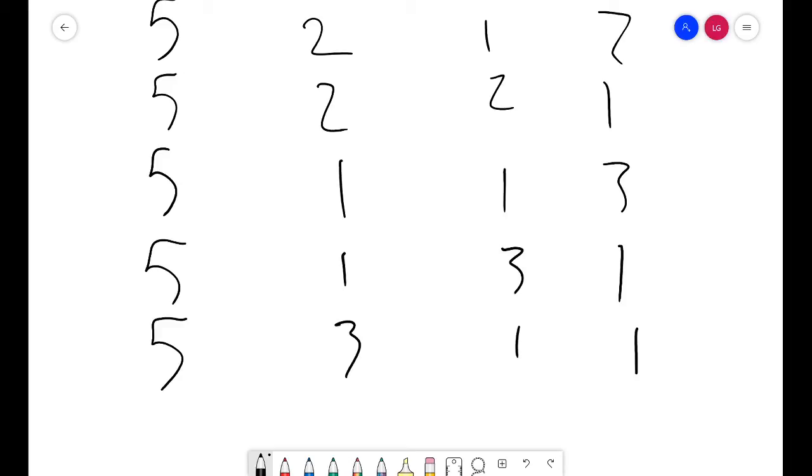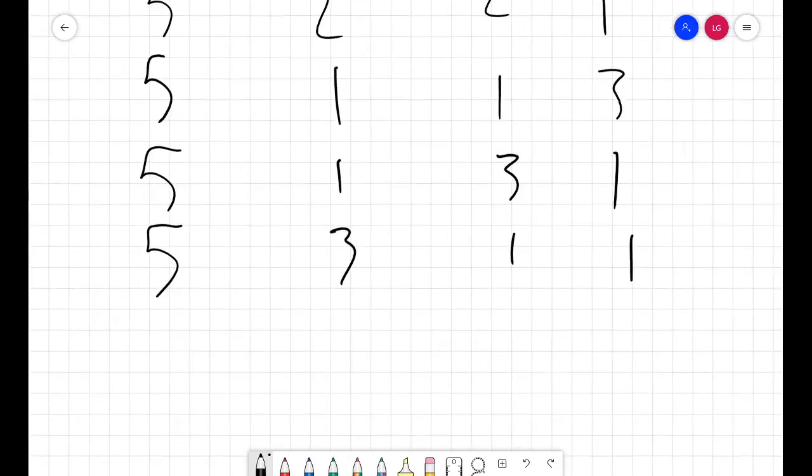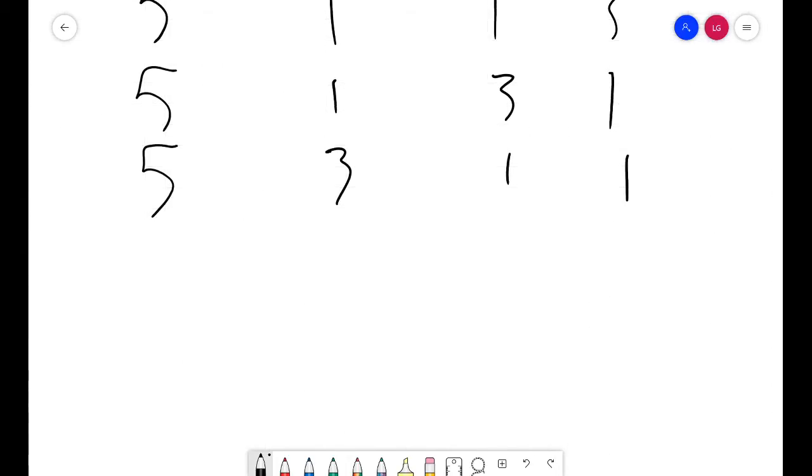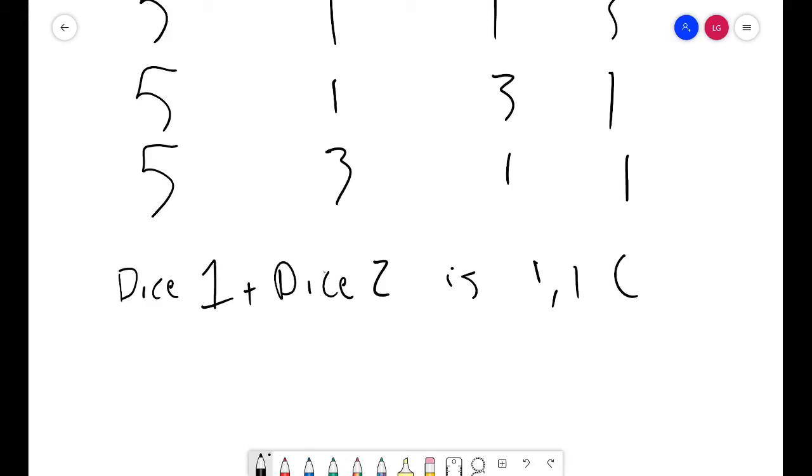What we can think about to some extent is two dice in isolation, making this table of 2 to 12s, and then the third die interacting with those potentialities, right? So let's put that a different way. Die 1 plus die 2 is 1, 1, or a sum of 2, 1/36 of the time.